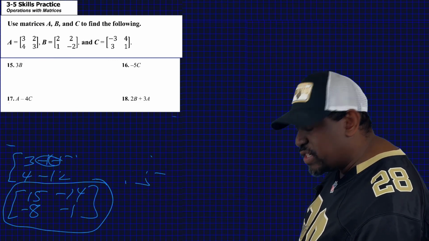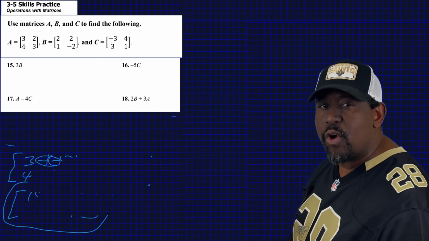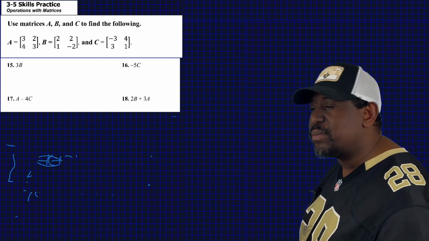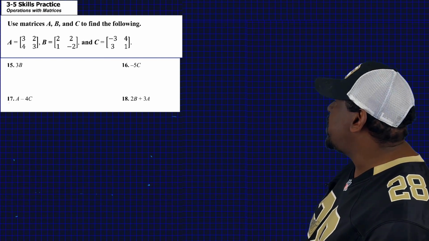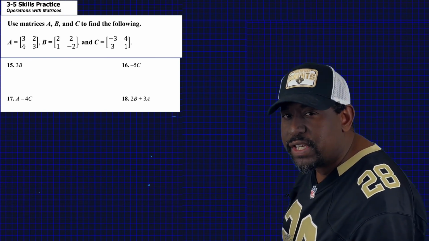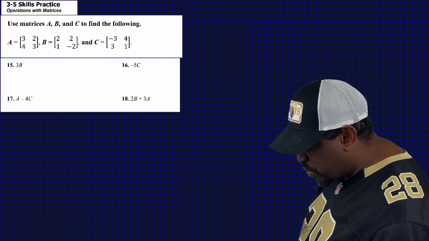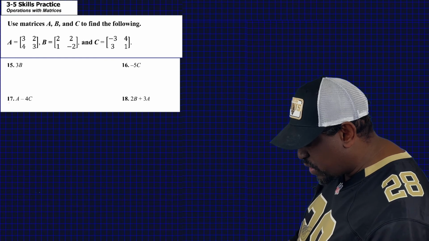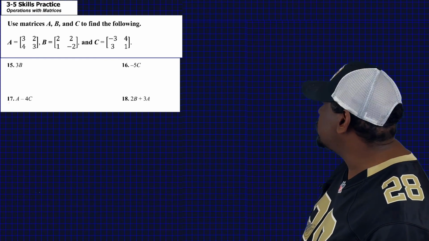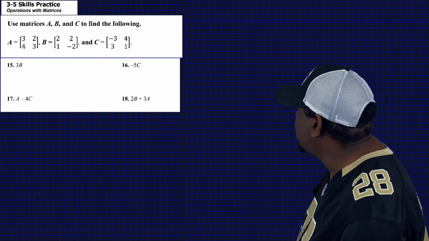So again, very good job. As you can see, we've done a variety. So again, the more you do these, the more different types of matrix operation problems you see, the easier it will become for you to do. And so that's what we want to do here.